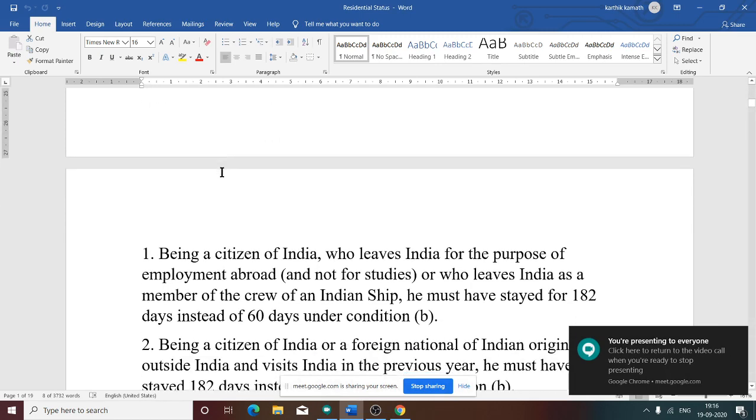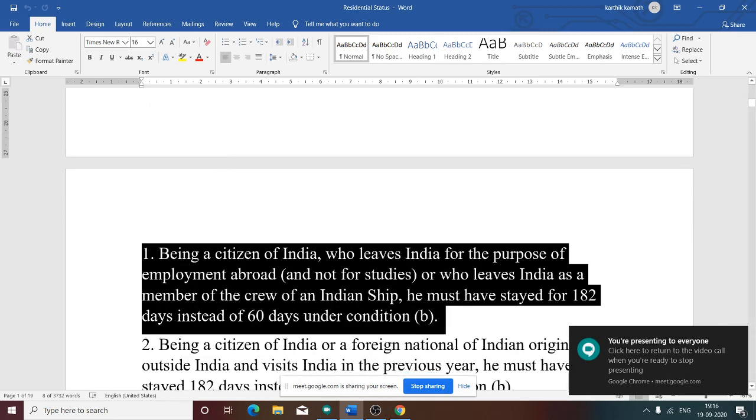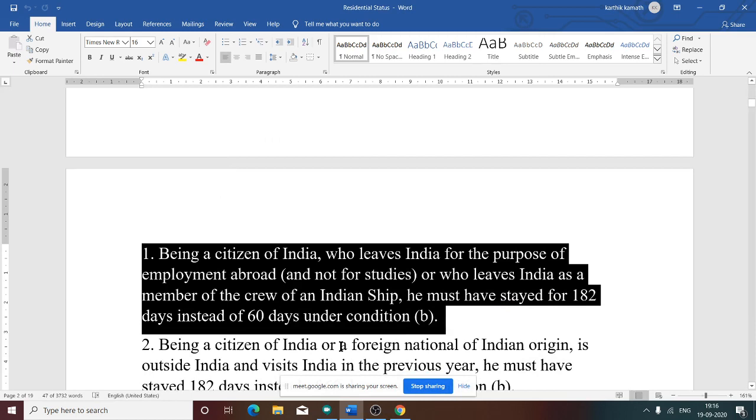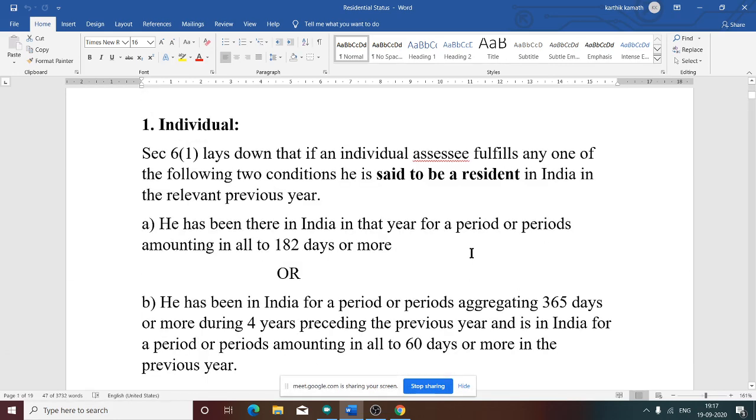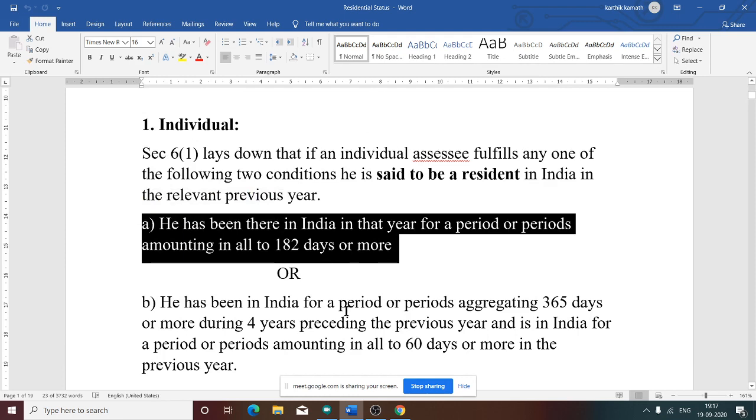Now you see the exception in the case of an individual. The first one: being a citizen of India who leaves India for the purpose of employment abroad. That means suppose for any job opportunity he leaves India, and not for studies. Very important, not for studies. Or who leaves India as a member of a crew of an Indian ship. Then he must have stayed for 182 days instead of 60 days under condition B. That means he must fulfill the first condition only.